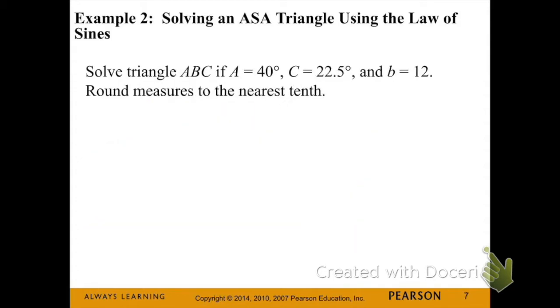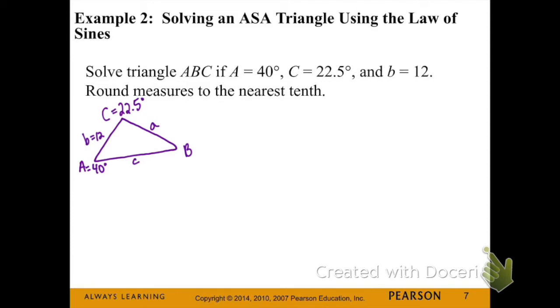Example 2, solving an angle-side-angle triangle using law of sines. So this time we don't have the triangle given to us. We're going to have to draw it. So we know that angle A is 40, angle C is 22.5, and side b is 12. Okay, so when drawing our triangle, I always put C at the top. You could really put it anywhere in the triangle. I would encourage you to do the same as me just so that our triangles look the same though. So we've got angle A on the bottom left, angle B on the bottom right, and I have labeled little a and little c.